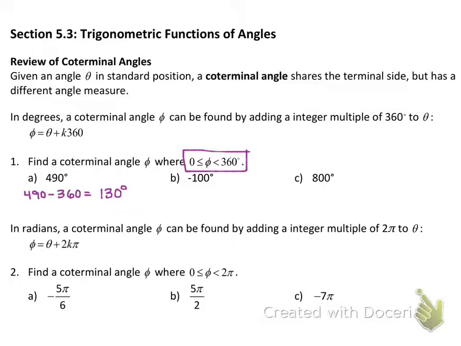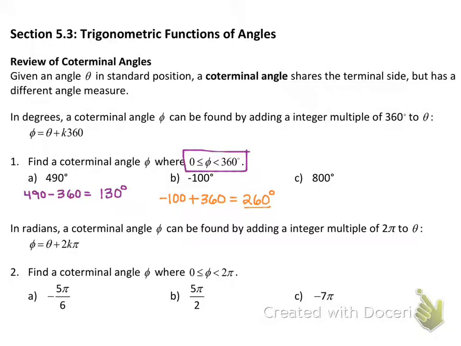So with negative 100, it's actually too small. So since it's too small, we're going to take negative 100 and we're going to add 360 to it to get it in between 0 and 360. So we get 260, which is our coterminal angle.